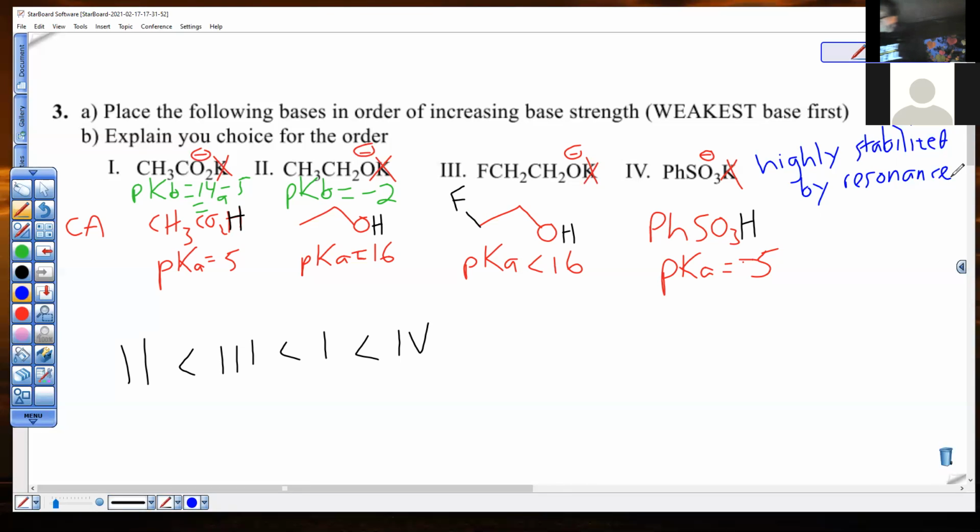And then this one is stabilized by an inductive effect when we're comparing these two. O-, stabilized by inductive effect.